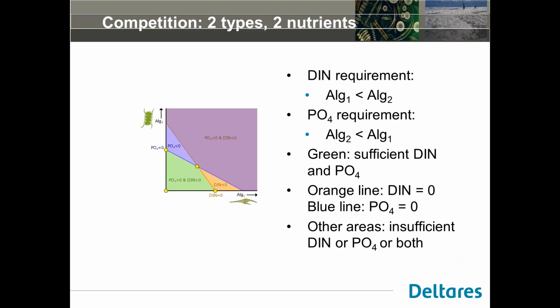To make things a bit more complicated and realistic, we now look at the competition experiment using two types and two nutrients. We assume that algal 1 requires less nitrogen and algal 2 is more efficient in its usage of phosphorus. Again, the green line represents all possible combinations of these two types in which both PO4 and DIN are in ample supply.